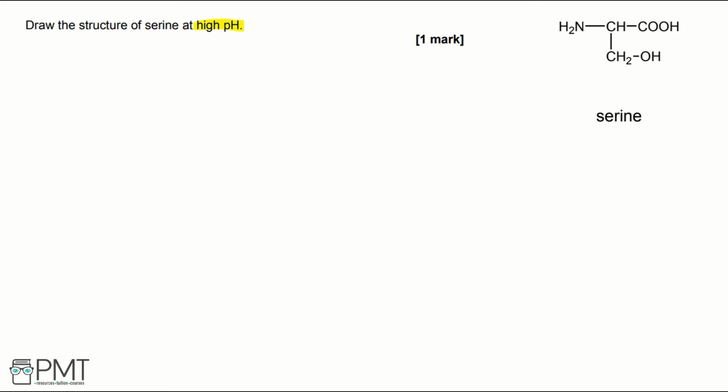A high pH means basic or alkaline conditions. So this is going to deprotonate the carboxylic acid. So keeping the rest of serine correct, we're going to deprotonate our carboxylic acid and get COO minus. Because the amine is already basic, it's not going to protonate in an alkaline or high pH environment, just the carboxylic acid.